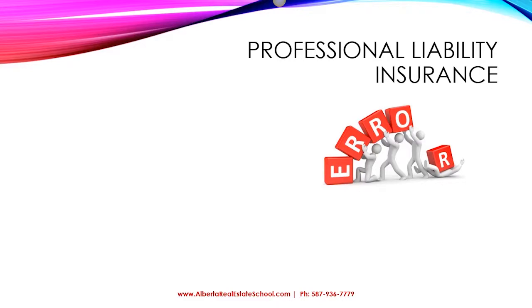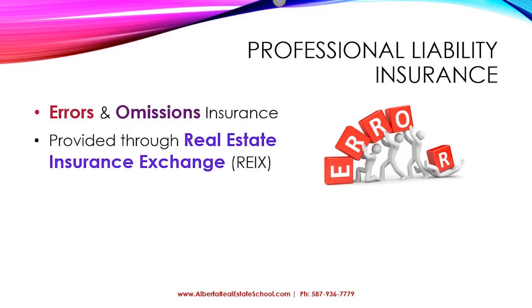Another type of insurance that we need is called professional liability insurance. In this case, this is our errors and omissions insurance. Errors and omissions insurance is important because we could make a mistake as we are conducting our business. So this is the insurance that will cover us under those circumstances. The errors and omissions insurance in real estate is provided through REIX, or Real Estate Insurance Exchange. Now, this is run through RECA. The dues for this insurance are payable with our RECA fees, and they are due every year on September 30th.